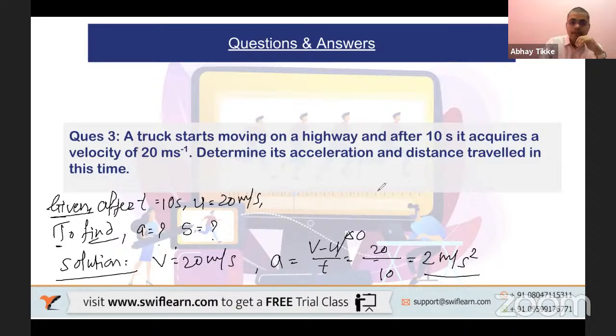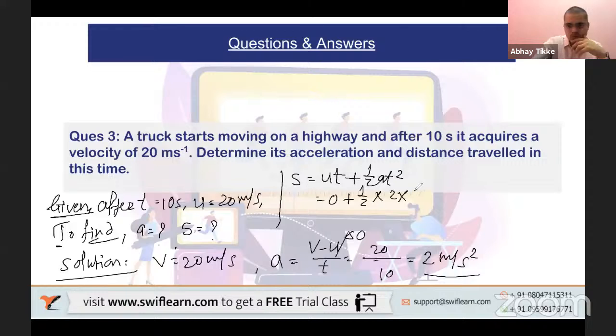Right. Then they have asked to find out distance travelled. Distance travelled के लिए कौन सा यूज करेंगे फॉर्मूला? S is equal to ut plus half at square, right? u तो 0 है, 0 plus half into 2 into time कितना है? 10 सेकंड दिया है, right? तो कितना हो जाएगा? 100 meter. That's your answer. Any doubts so far? Is that clear? Right? Pretty simple. Okay. Let us go ahead.